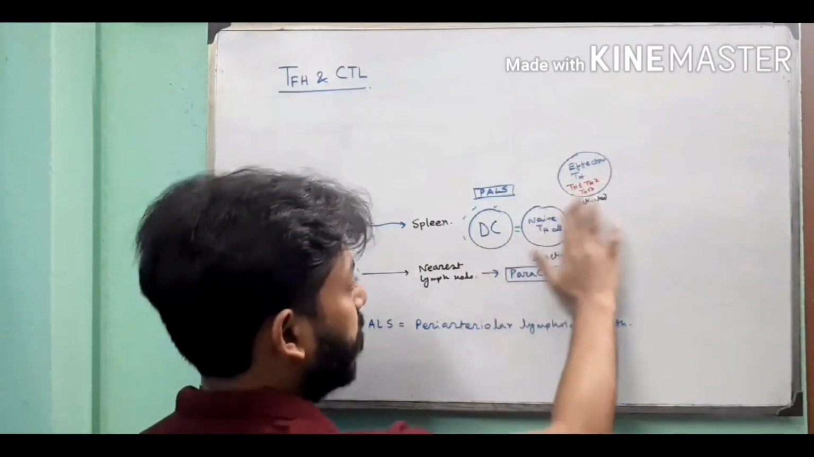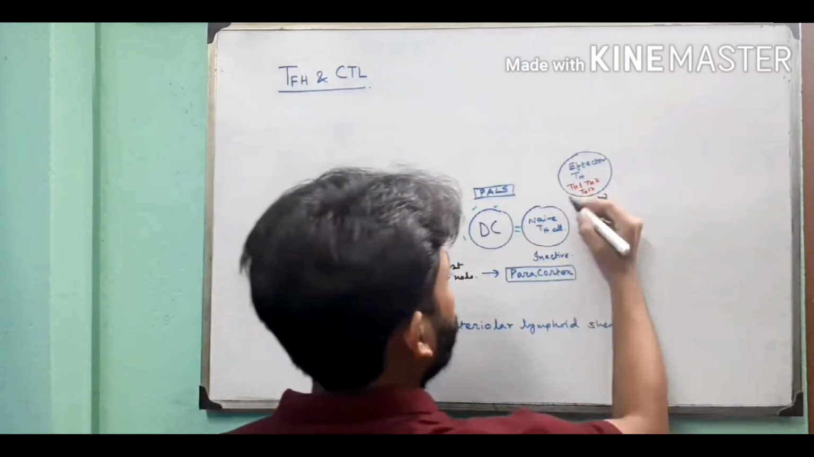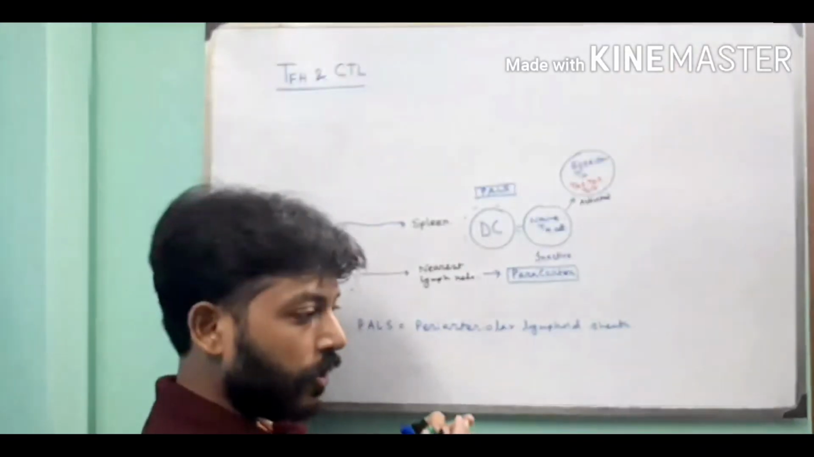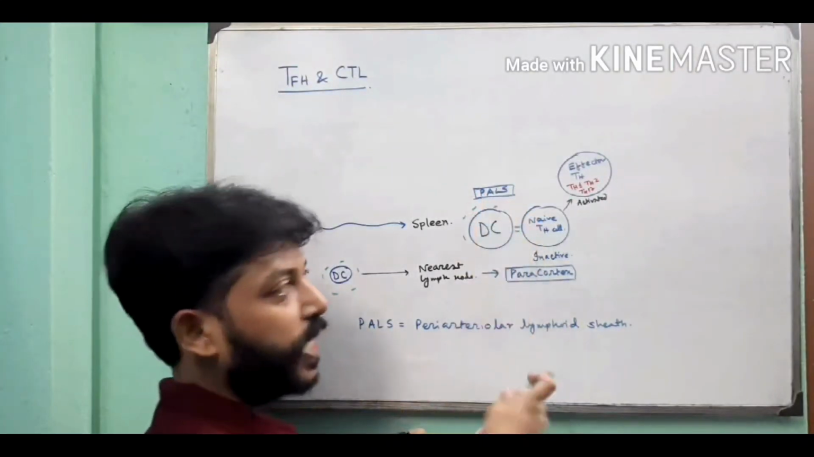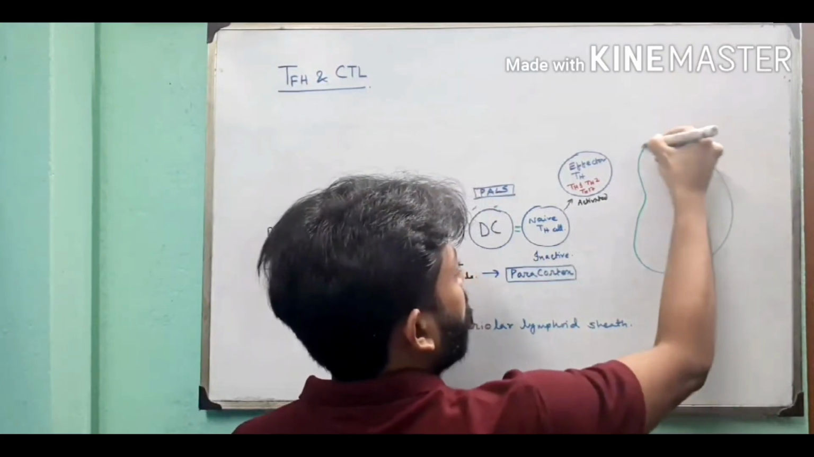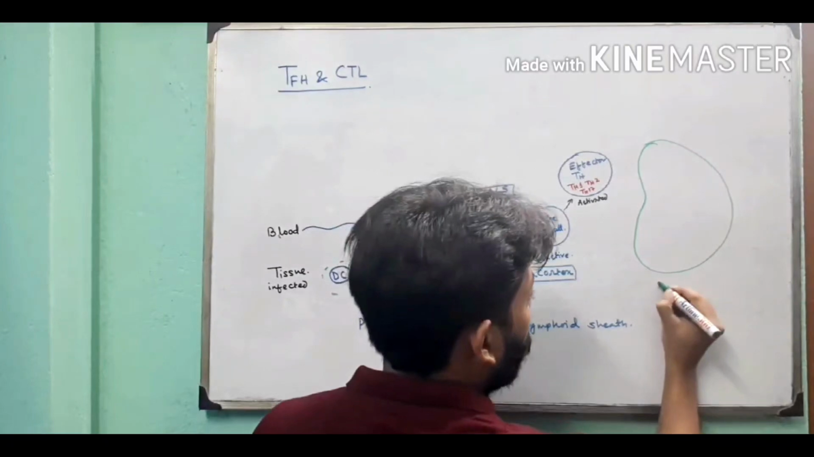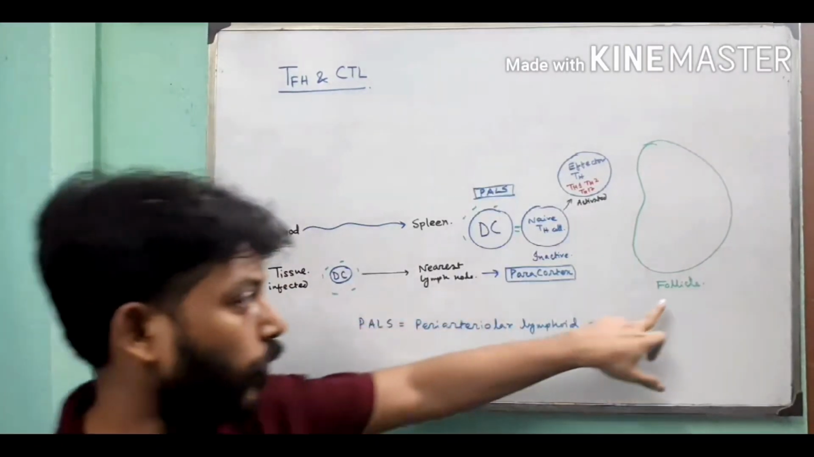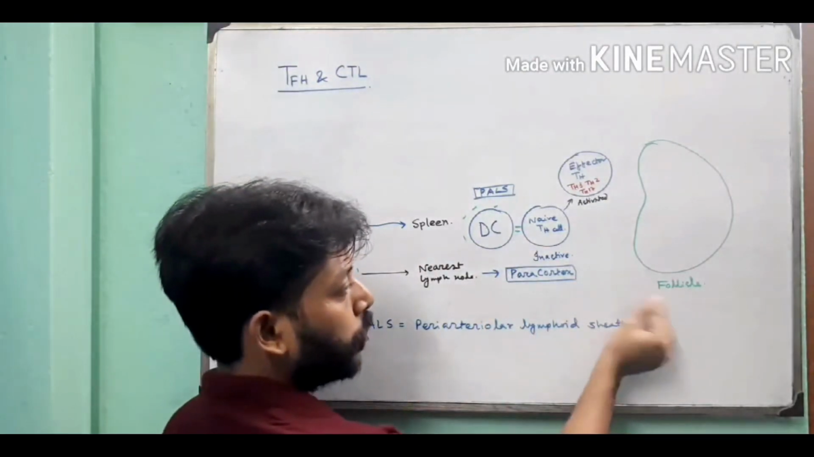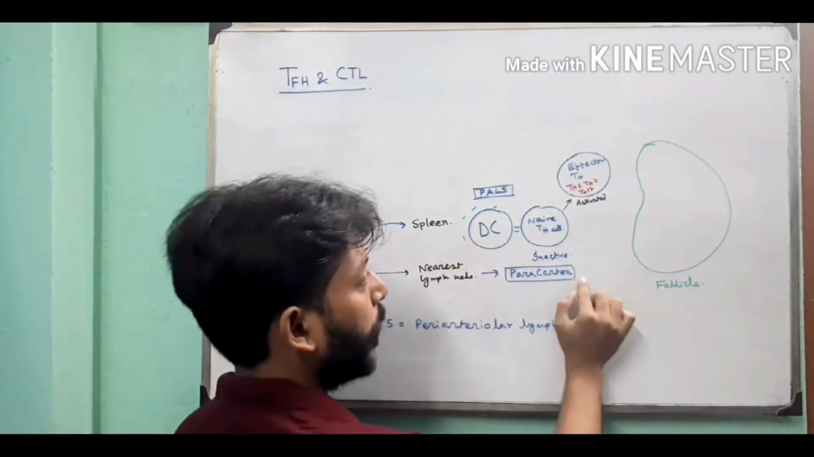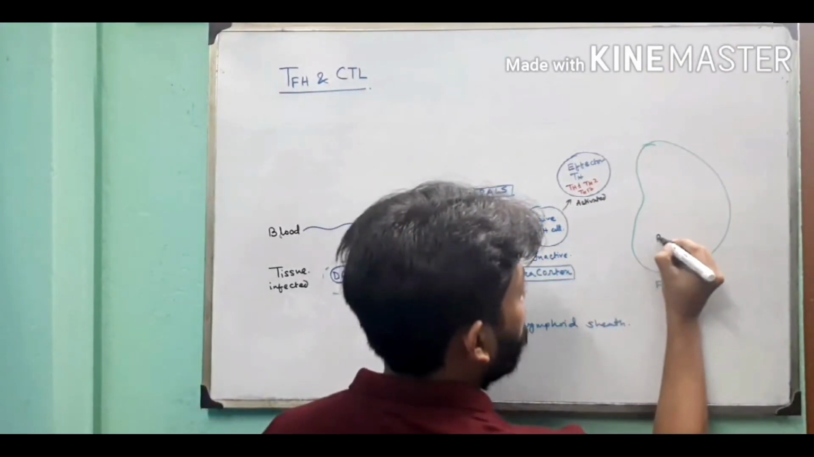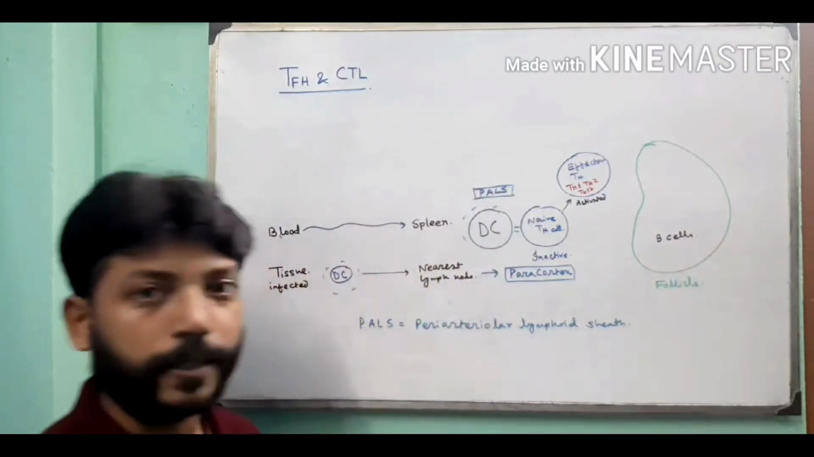When the naive cells become activated, a very important thing occurs: these activated cells come out from the paracortex and PALS to a region very close by, called the follicle. In the lymph node there is a follicle, and in the spleen there is also a follicle, very close to the paracortex and PALS. In this follicle, B cells are present.